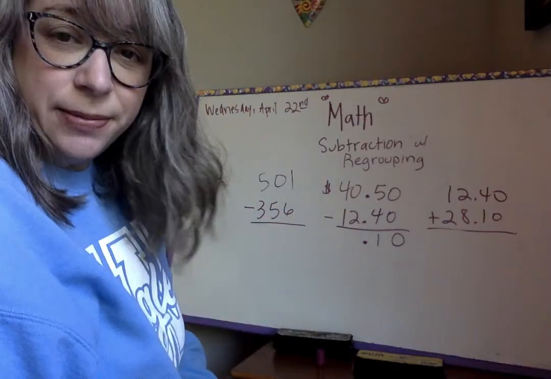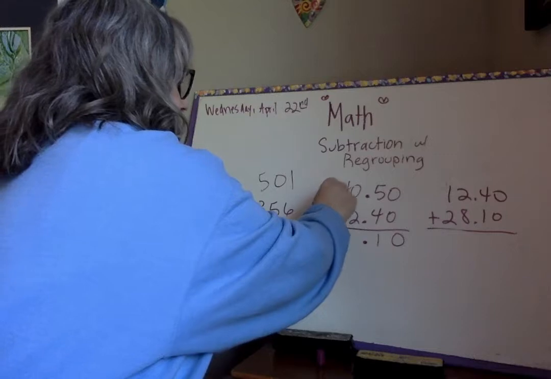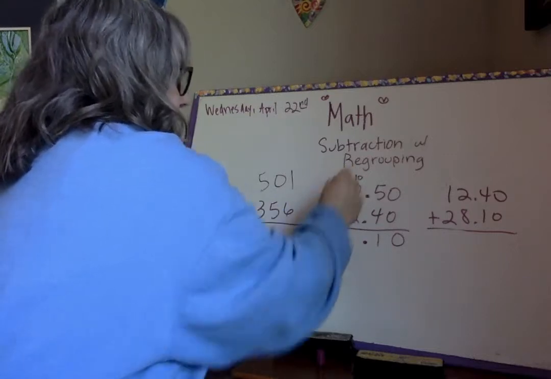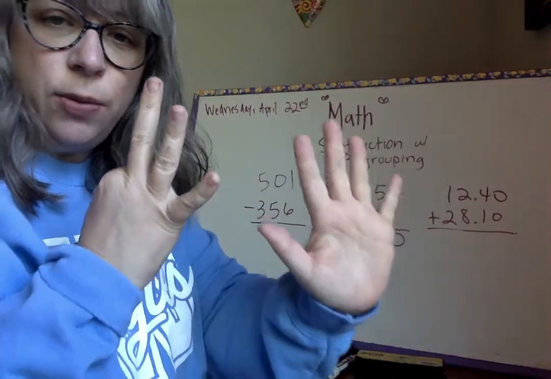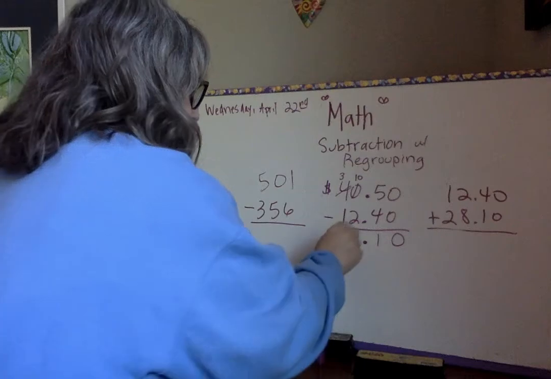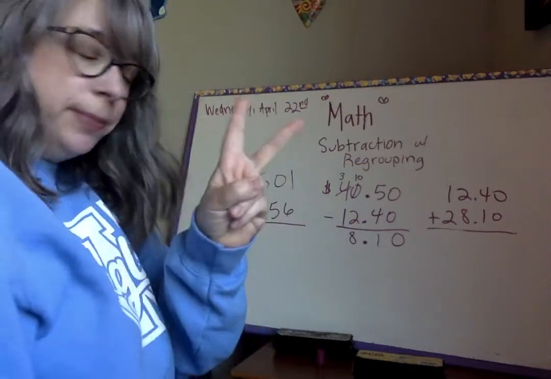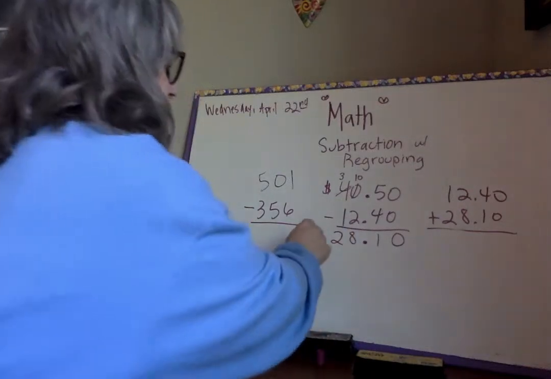Can we take 2 out of 0? We cannot. So we're going to borrow here. And this becomes a 3, and that becomes a 10. All right, can we take 2 out of 10? We sure can. We take away 2, that's 8. And 3 minus 1 is 2. And so we have $28.10.